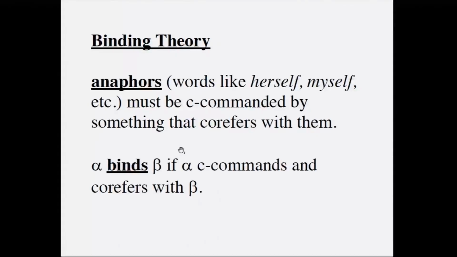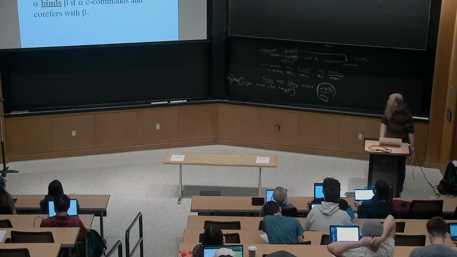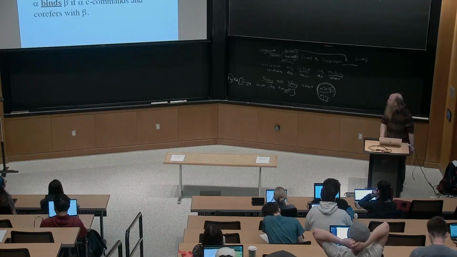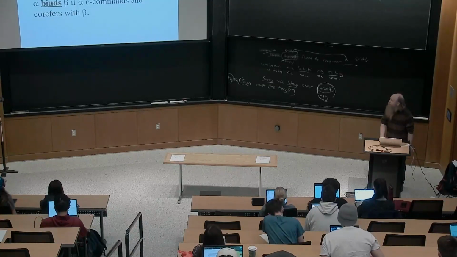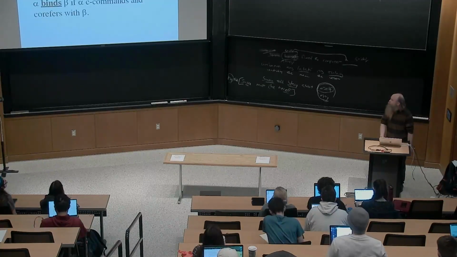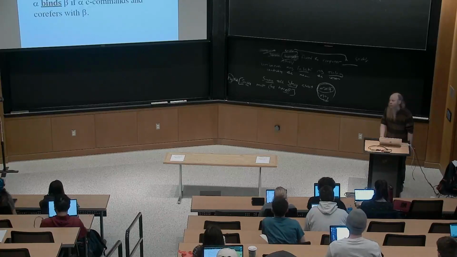I did say it on the next slide. Bind. This is just a name for C-command and co-refer with. Just because we get tired of saying C-command and co-refer with, we say alpha binds beta if alpha C-commands and co-refers with beta. So in Susan must like herself, Susan binds herself. Susan co-refers with herself, and it C-commands herself. And anaphors need to be bound. And thanks to Faith, you know that pretty soon it's going to be more complicated than that. They need to be bound by something that's sufficiently close to them.